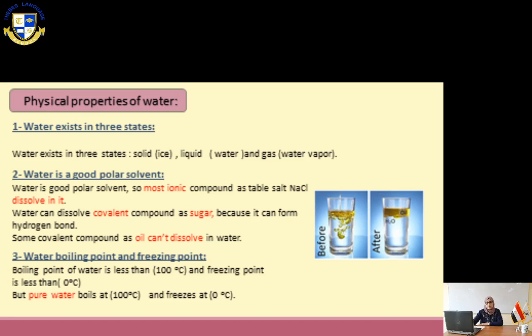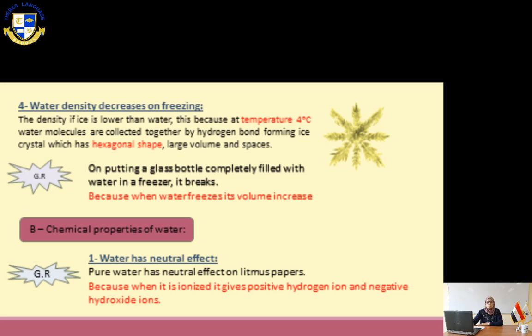Most of the ionic compounds dissolve in the water, but the sugar and the oil are covalent compounds. Sugar dissolves in water, but oil doesn't dissolve in water. Both of them are covalent compounds, but the sugar dissolves and the oil doesn't dissolve. Give reason why the sugar dissolves in water. The sugar dissolves in water because it can make hydrogen bond, but the oil can't make this hydrogen bond.